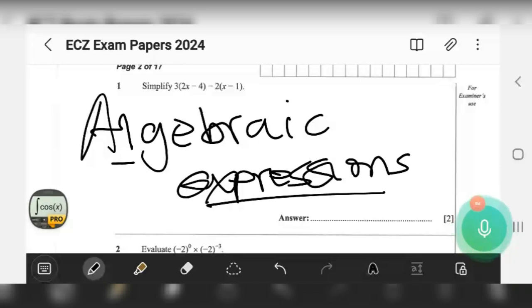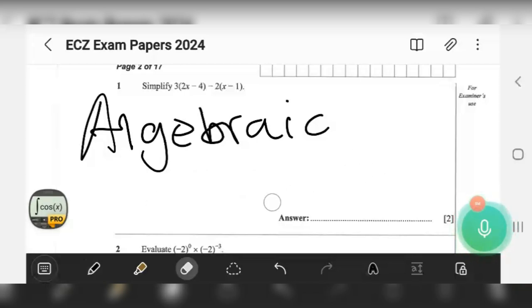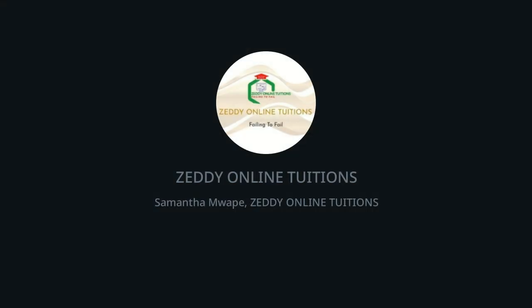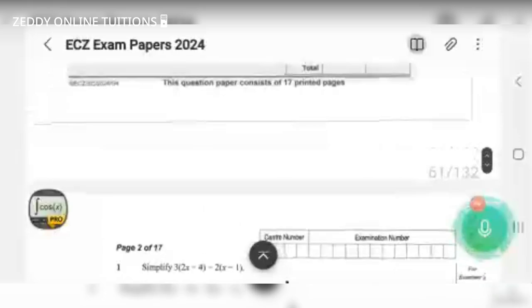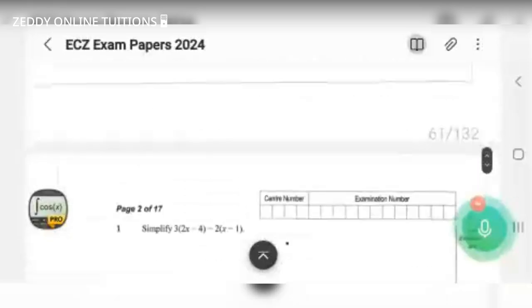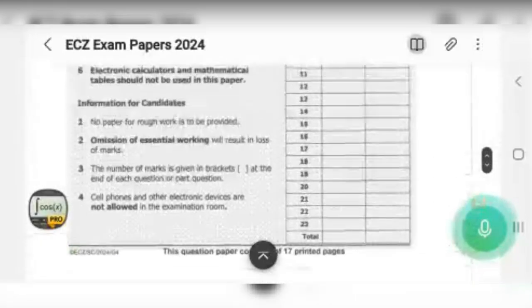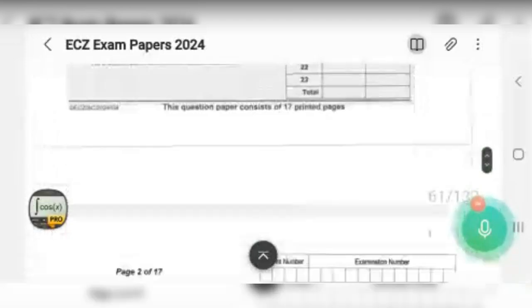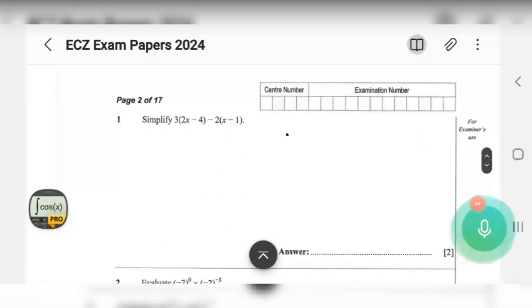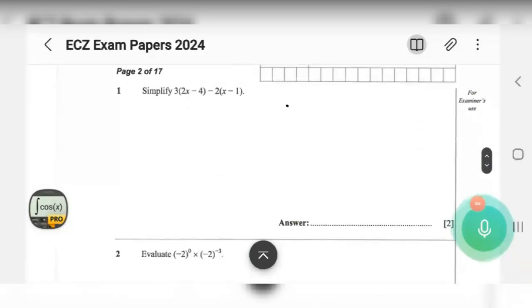Now, the method of learning that we are going to use will basically be guided by questions. So we'll start with the latest paper, which was written on 6th November 2024. This is paper one. Question one was on algebra. So now this is the question.